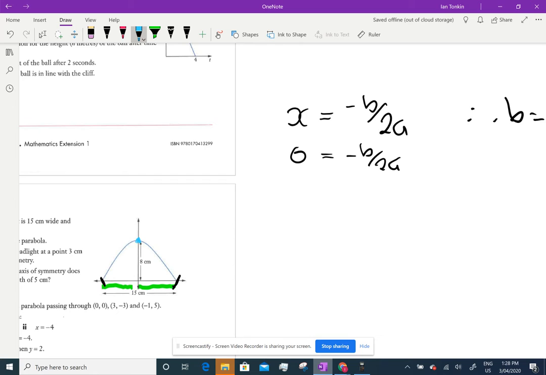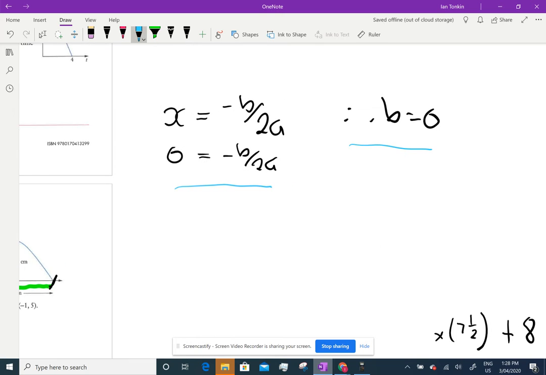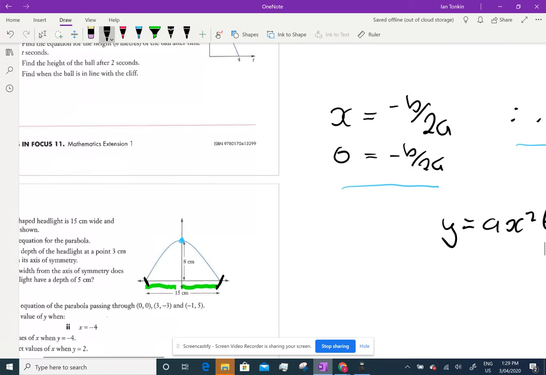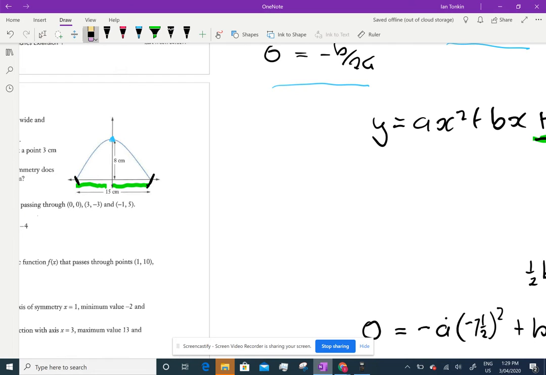All right? And my vertex is on the axis of symmetry. So x equals 0 there. The x value is 0. So 0 equals minus b on 2a. Therefore, b equals 0. Now, once we know that, and we know the y-intercept, remember, in the equation, y equals ax squared plus bx plus c, that c is the y-intercept. Well, the y-intercept here is 8. So straight away, we know our equation.